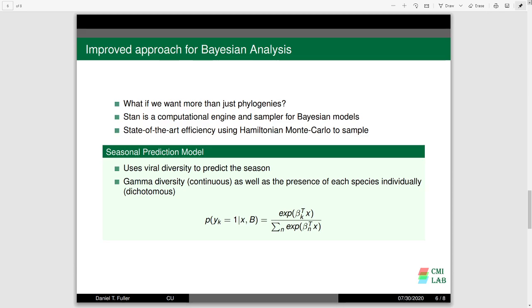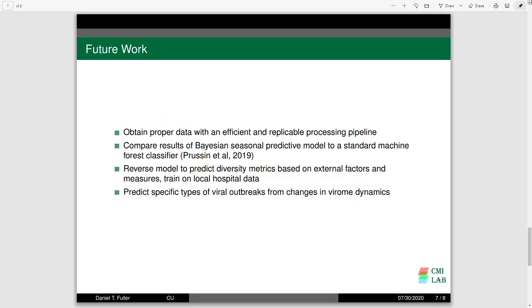And this is really what we want to move forward with, and what we have been testing on this data. But testing on data that we've obtained from NCBI really isn't quite as exciting as it will be when we obtain proper data, with an efficient and replicable processing pipeline, from the local hospital here, from the university, and from other areas. We are going to be obtaining our own data very soon that we will be able to apply this workflow to, and we're very excited for that.